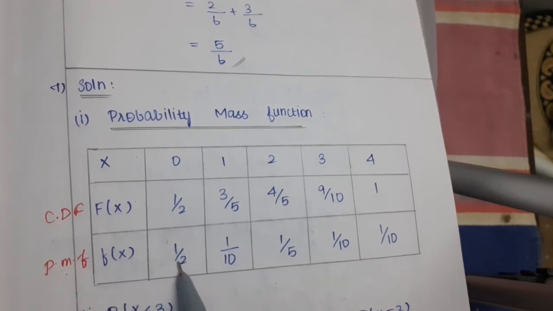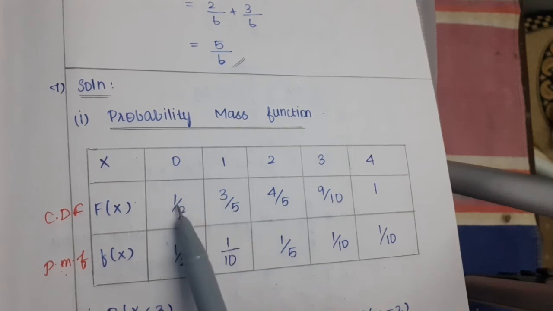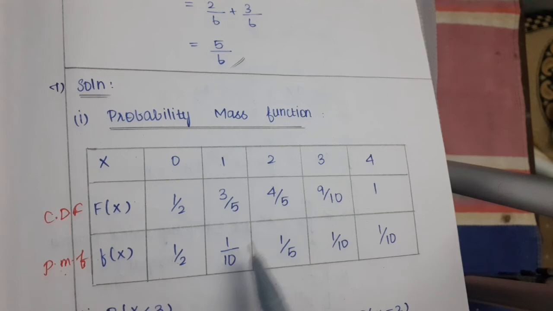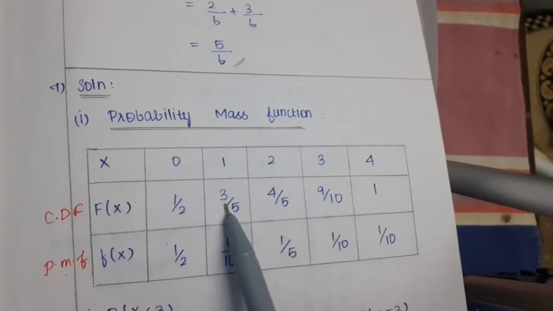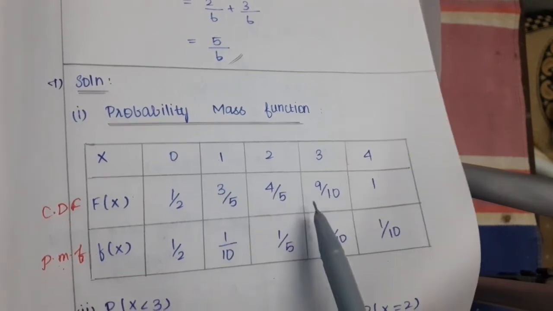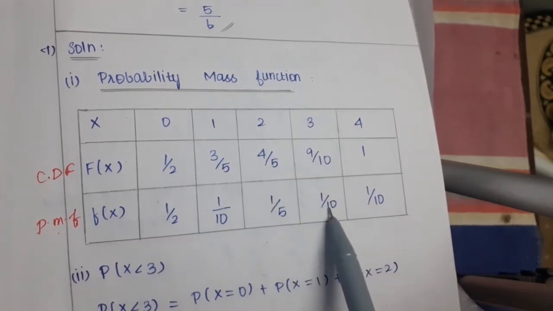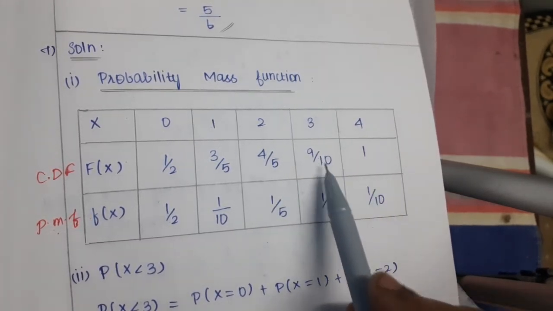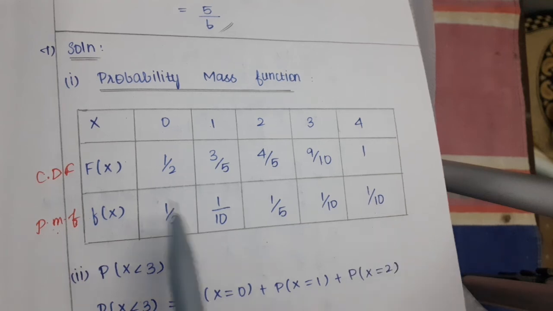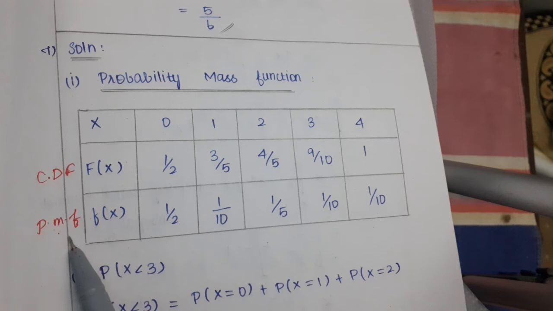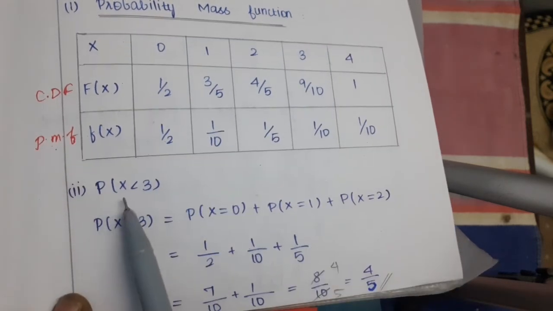So the first value is rewritten as itself. Again, 3 by 5 minus 1 by 2, take the LCM, get 1 by 10. 4 by 5 minus 3 by 5 is nothing but 1 by 5. Similarly, 9 by 10 minus 4 by 5 is 1 by 10. Take the LCM and find the value. 1 minus 9 by 10 is nothing but 1 by 10. So if you subtract from the cumulative distribution, we get the probability mass function.